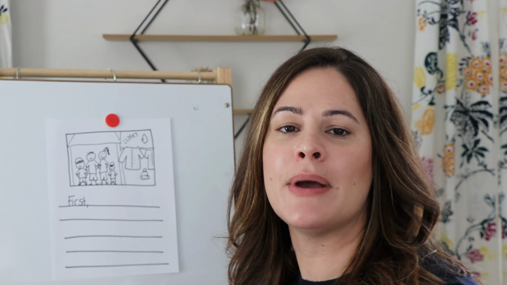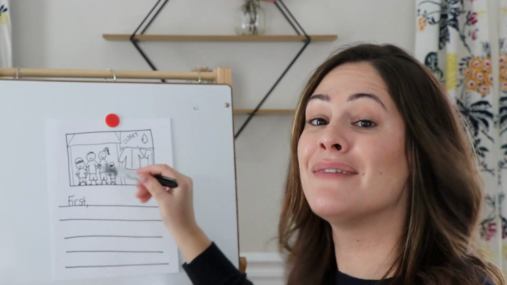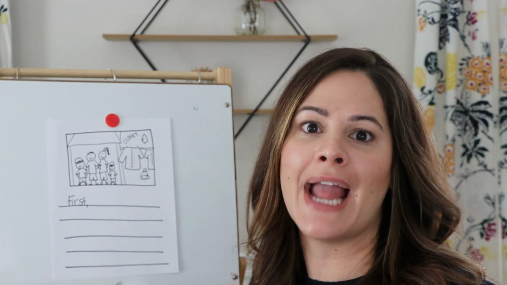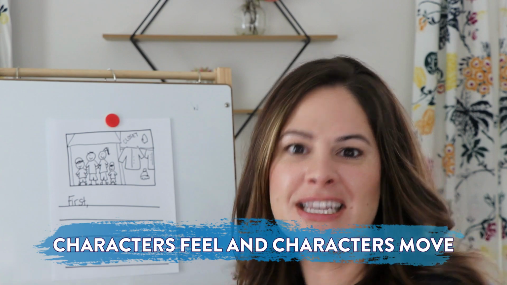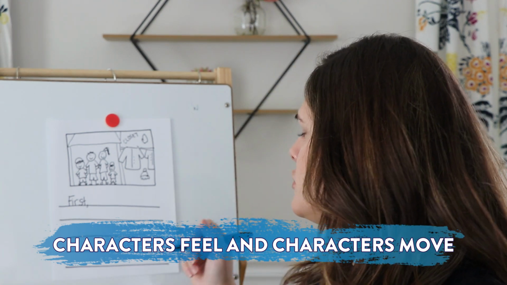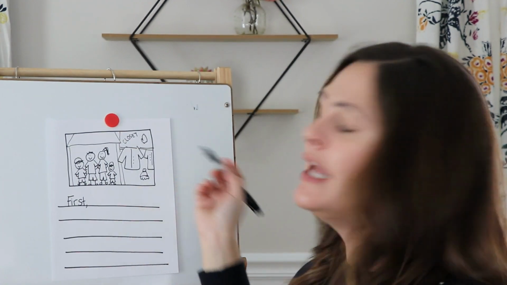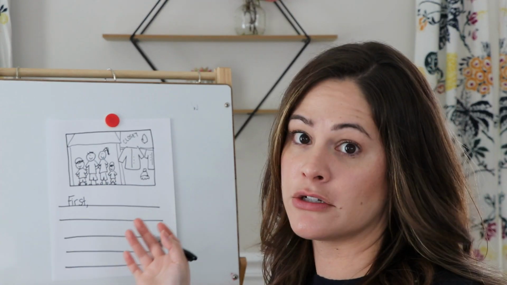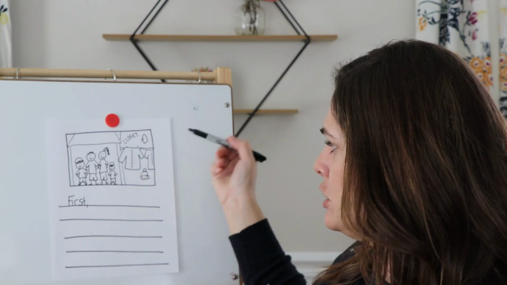Now, I want to talk about our characters. So our characters, I can tell that I have smiley faces here, so I know that they're happy. And that's what I wanted to talk about. Our characters feel things and our characters move. So in this illustration, my characters are happy. I can see them smiling. If your story doesn't have happy characters, should they have a smile on their face? Probably not.